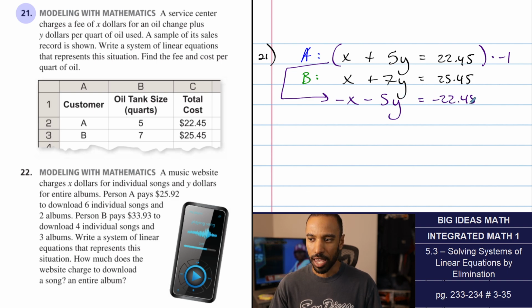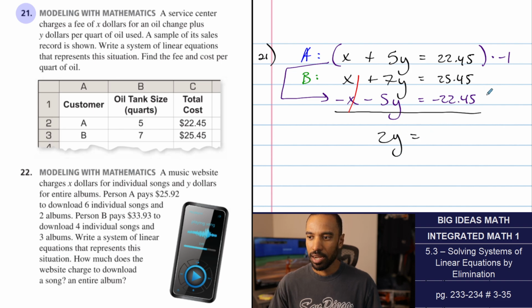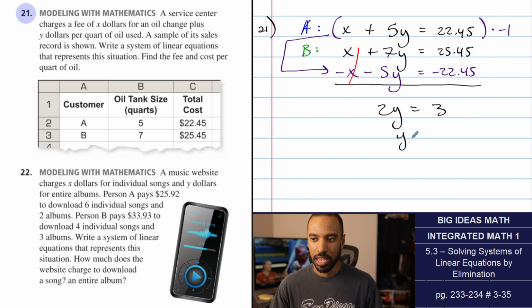That's something I kind of look ahead on sometimes if I'm able to. And the x's will eliminate here. We'll go ahead and cross them out. And now you have 2y equals... And listen, I'll deal with decimals to the extent that we no longer have to. 25.45 minus 22.45 is $3. So like that. And y is 1.5.